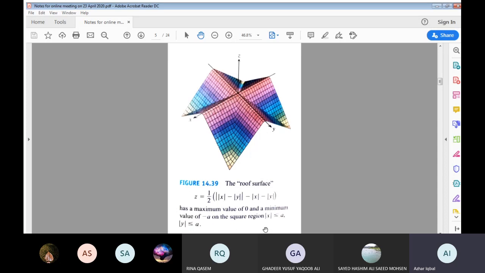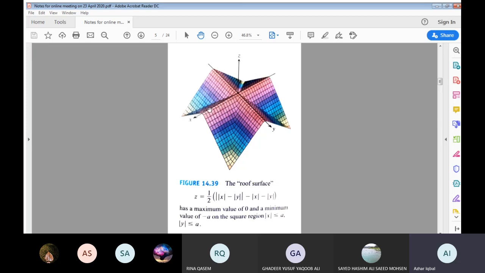which is defined here. So the square region, you can see, is defined when the absolute value of x remains equal to a or less than a. It means that the distance from the origin to here is a, and the distance from here to here is also a, and likewise this distance is a and this distance is a. So you are considering a square in the xy plane which has a width and length of 2a.